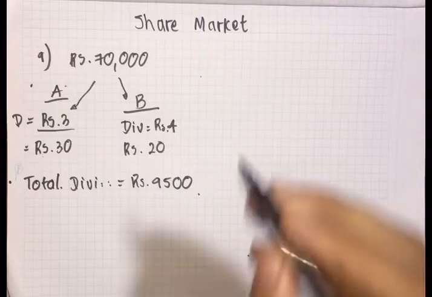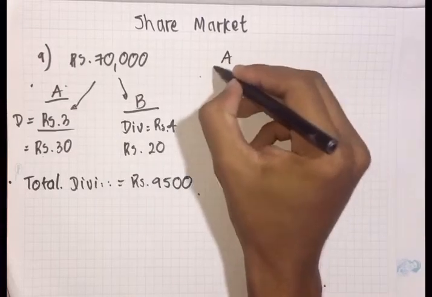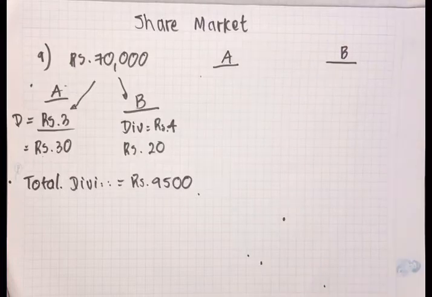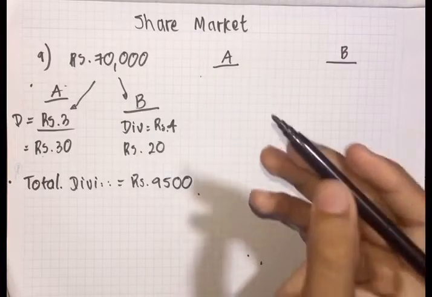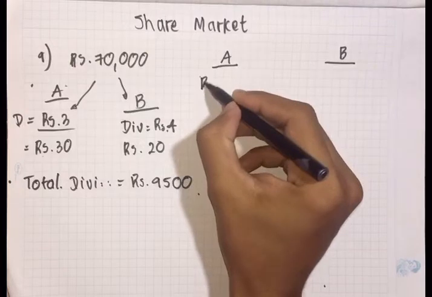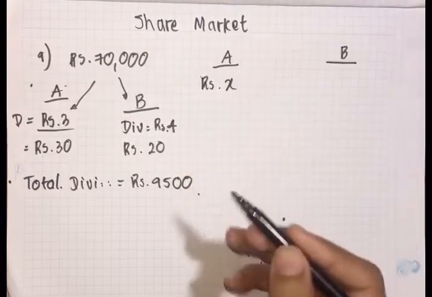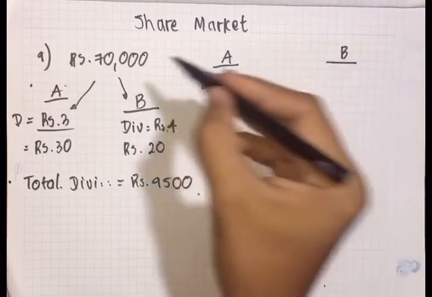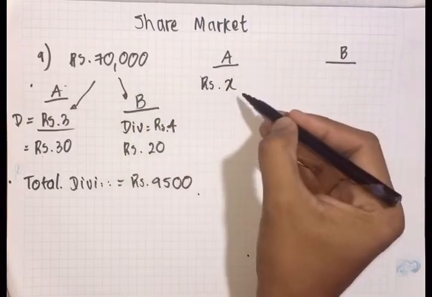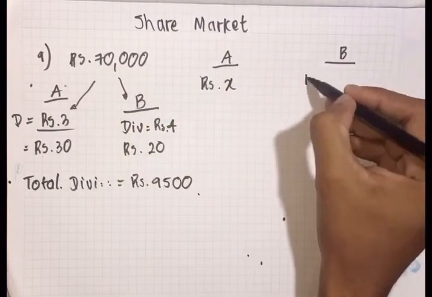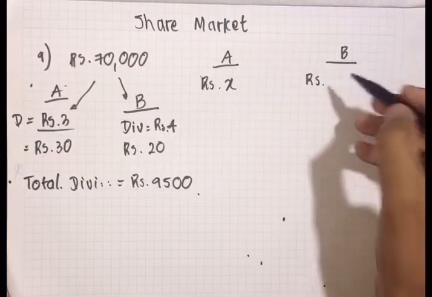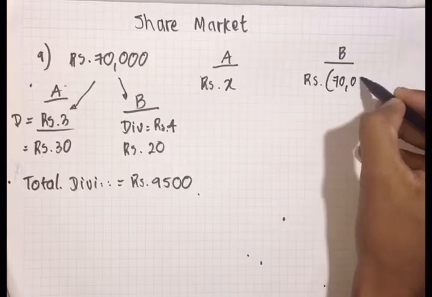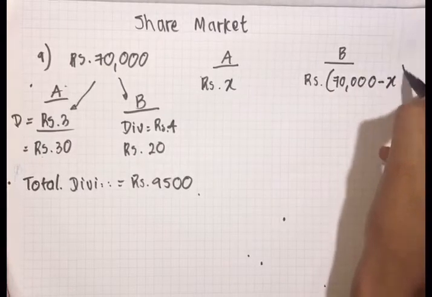Now let me consider company A and company B. If you consider company A, I'll take the amount invested as X. That is the amount he invested. Now what is the amount invested in B? He had altogether 70,000. If he had invested X rupees, then the amount invested in company B is how much? Yeah, 70,000 minus X. Is that clear?